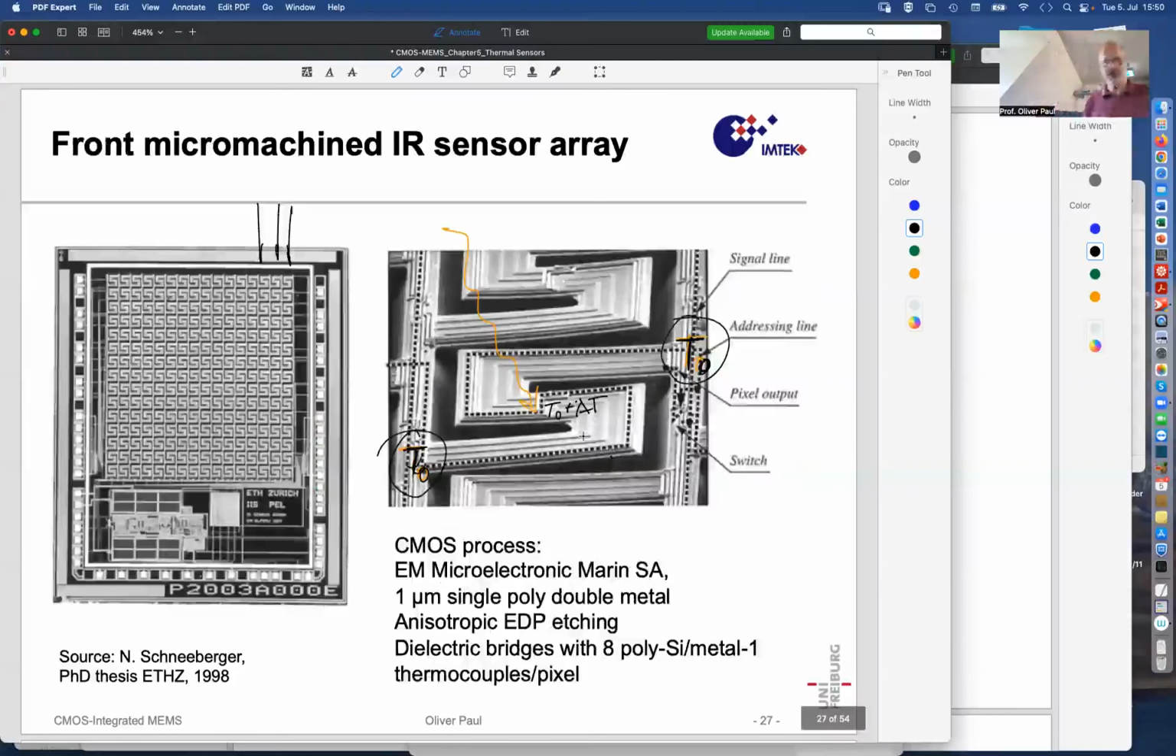Okay, I'll stop at this picture here, and then we'll see another example of thermoelectric sensor next week. And I think we will finish that chapter next week because we have exactly reached half of it here.